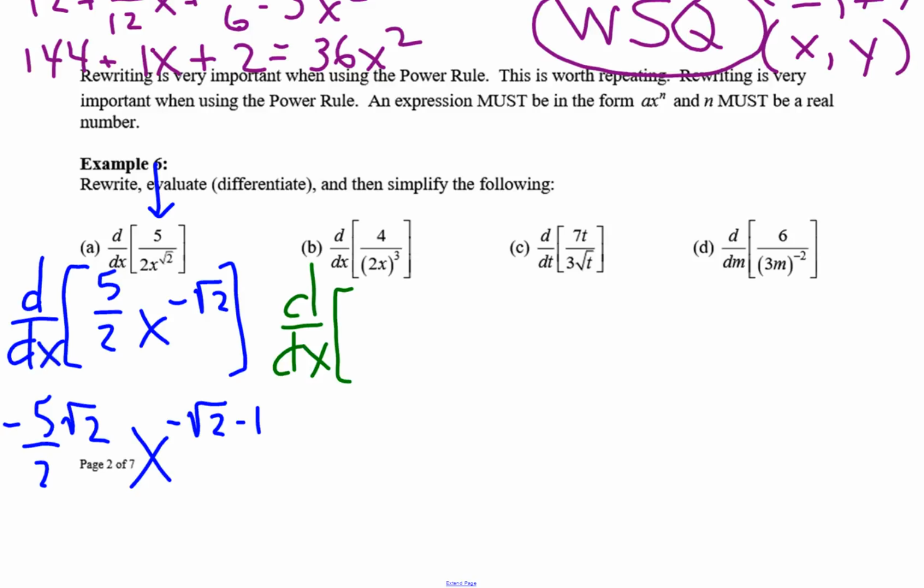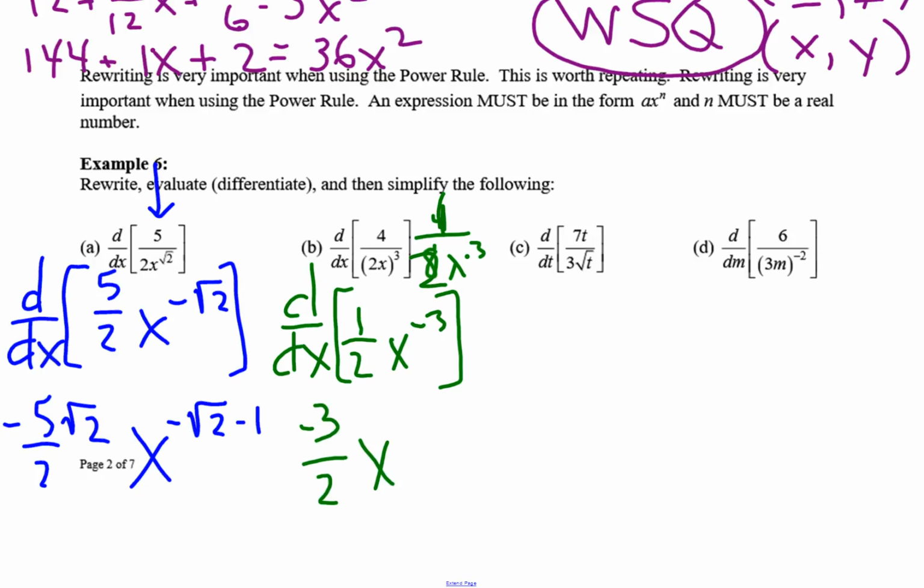So I would have 4 over 2 cubed, it's 8x cubed. So then I could also write that as 1 over 2 x to the negative 3. Take the derivative now, negative 3/2 x to the negative 4. And if you want to rewrite it, you'd get negative 3 over 2x to the 4th, if you want, or you leave it. Okay, the next one.